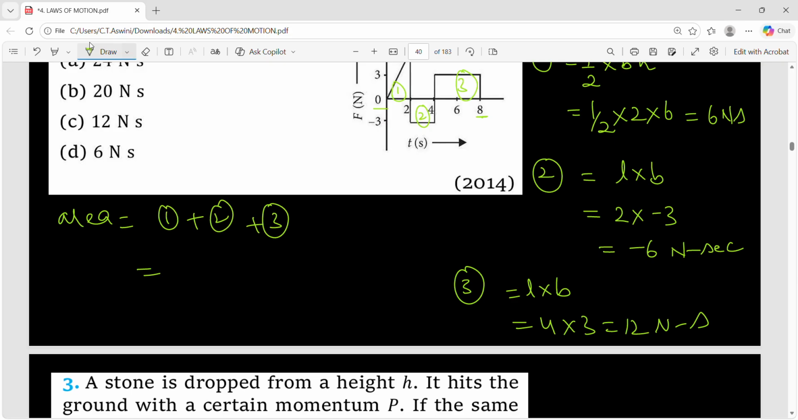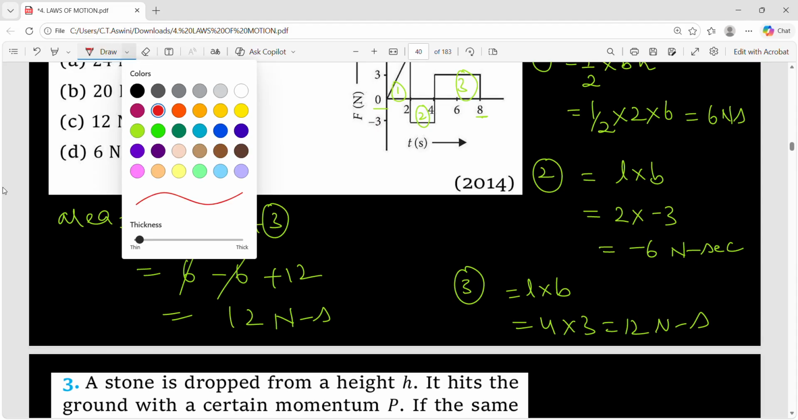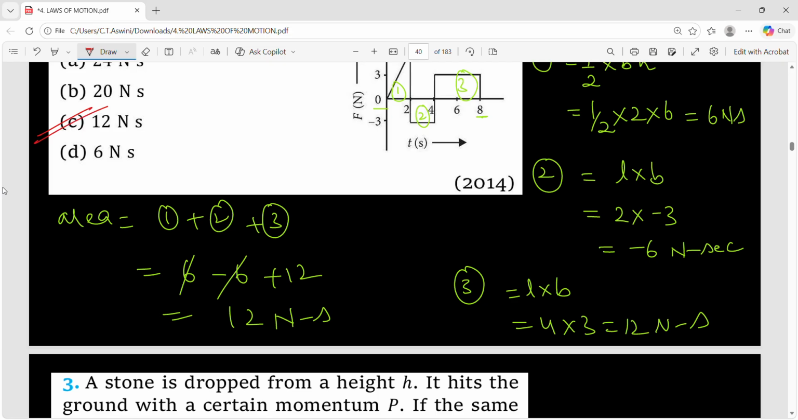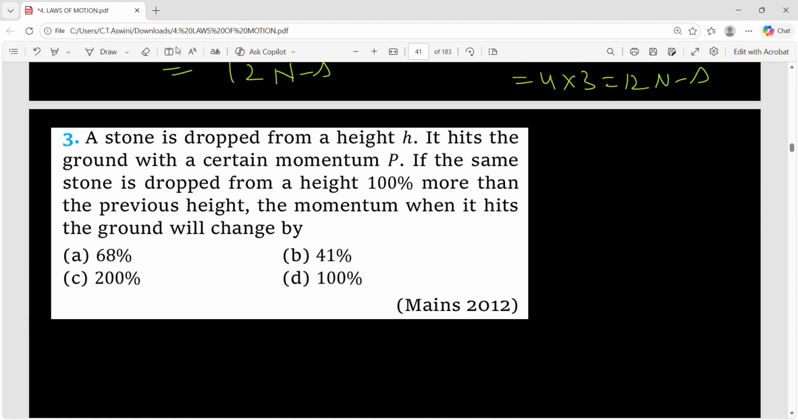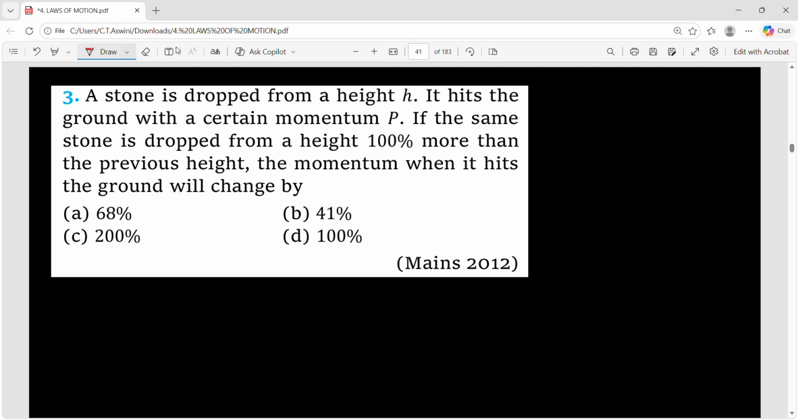Now what is the complete area? It is first segment plus second segment plus third segment, right? First one was plus 6. Next one was minus 6. Plus 12. So plus 6 minus 6 cancel. You will get 12 Newton second. So what is the impulse? What is the change in momentum? 12 Newton second. Clear?